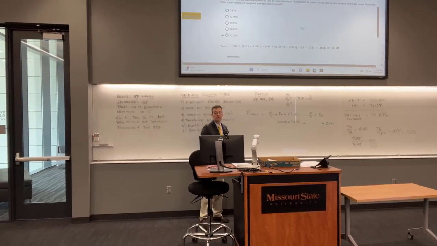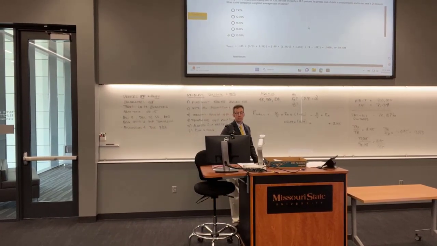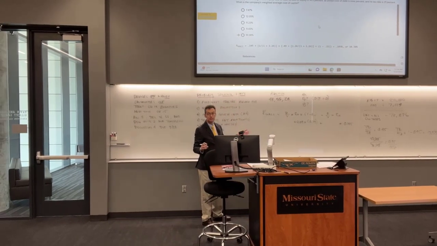Now the question is, how do I get to D over V and E over V given the information that they've given me? What piece of information have they given me that's going to allow me to do that? What piece of information in that problem is going to allow me to figure out my total debt ratio and my total equity ratio? Yeah, the debt to equity.